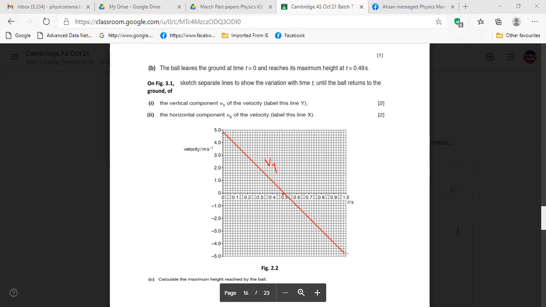Sir, will it be fully straight? Yes, because it is constant deceleration and constant acceleration. That's why. Is it clear? It will not touch this side. It will reach to here. Because of 0.49, it will reach 0.98, till here. Is it clear?